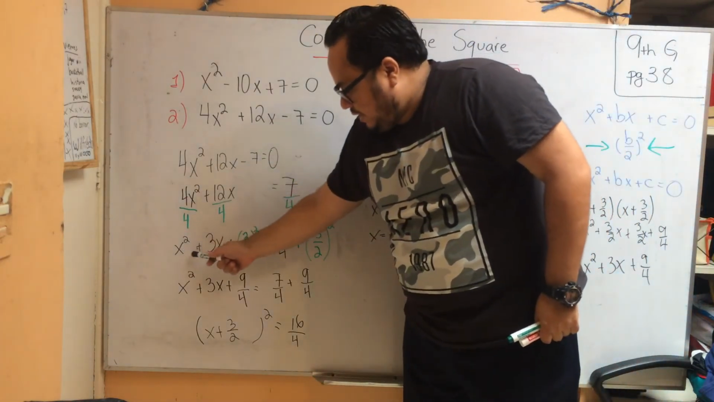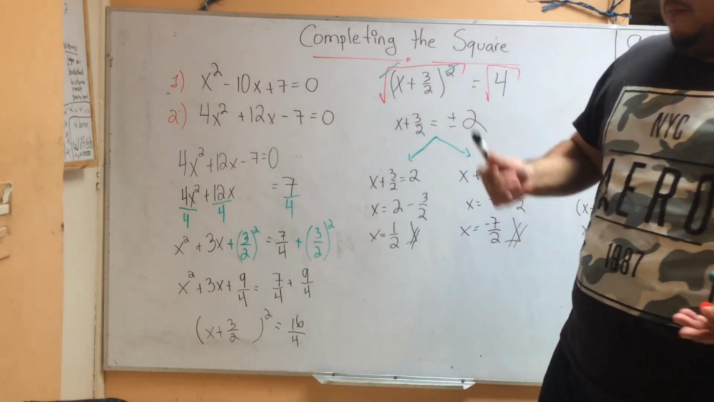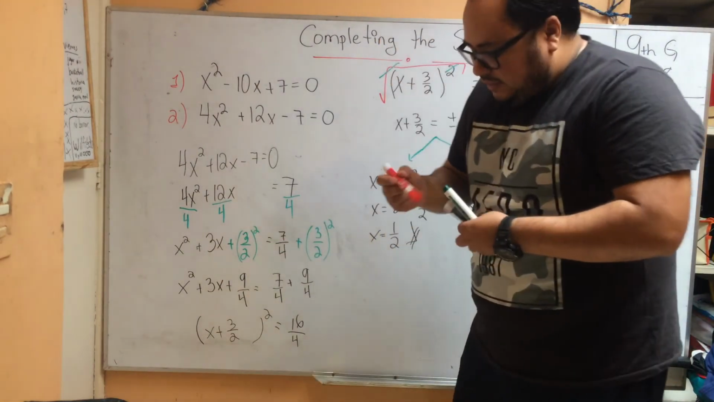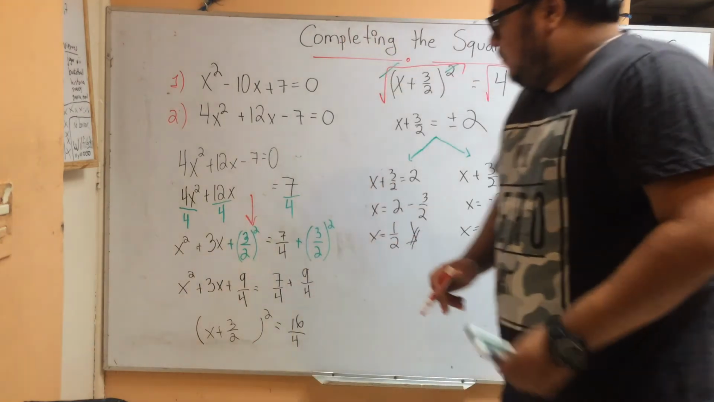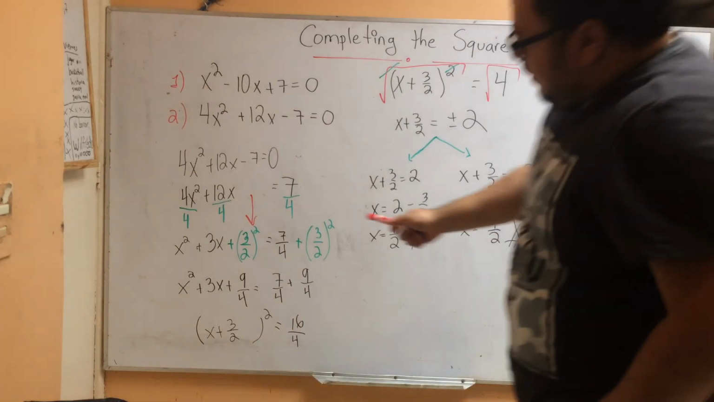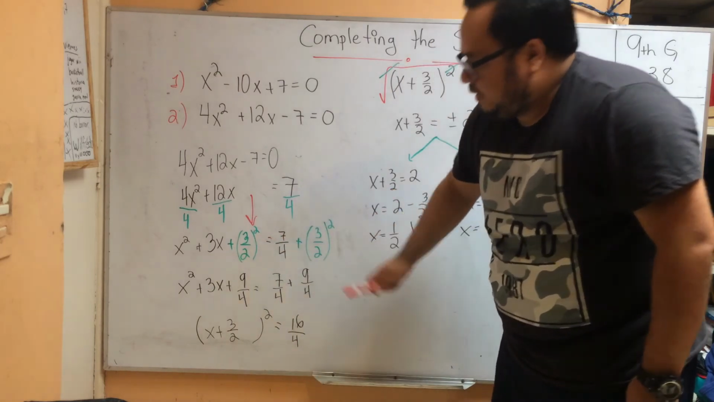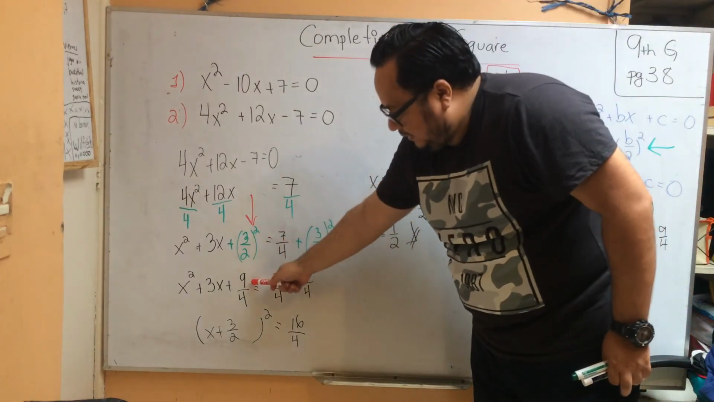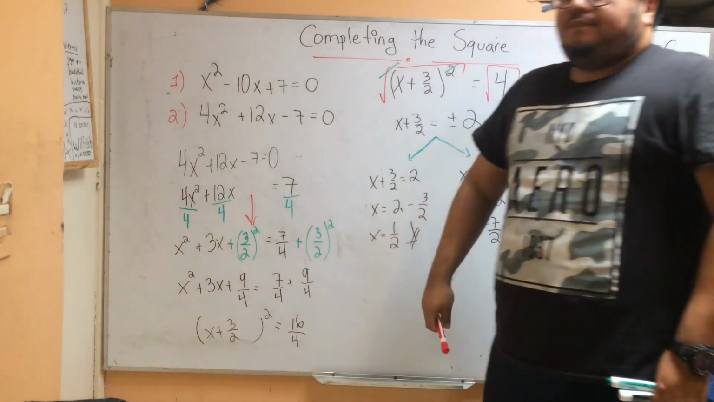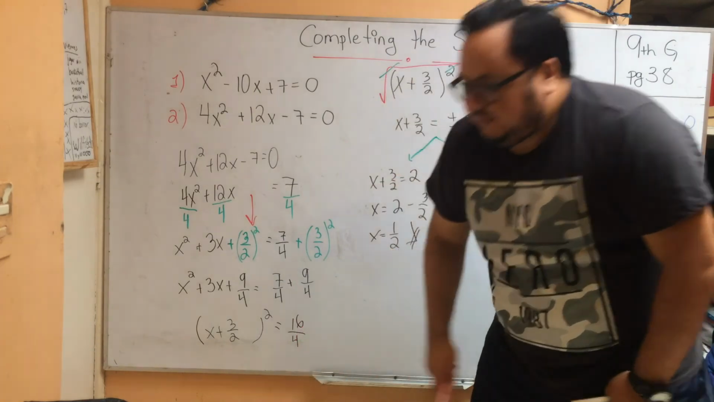Now that we have it alone, 7/4, x squared plus 3x, we complete the square. How do we complete the square? Where do we get this number? We get it by the formula of completing the square, which is the middle number divided by 2, raised to the second power. So that's where we get 9/4. And remember, what we do on one side, we need to do on the other. So if I'm adding 9/4 here, I need to add 9/4 here. And that's how we get our perfect square.